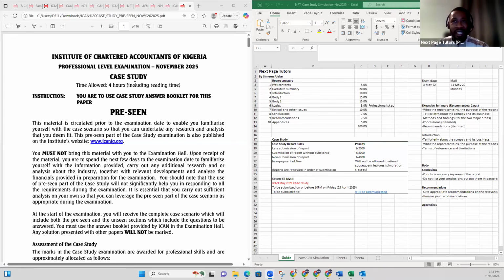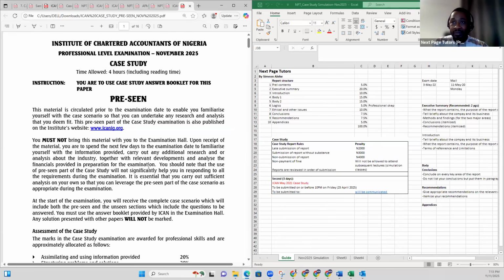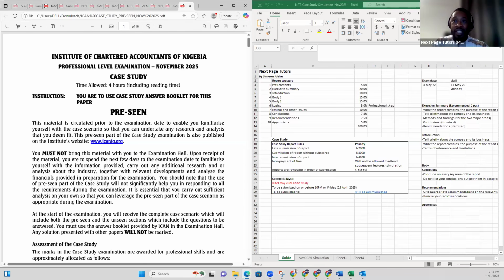Now we have the Preseen, and this will follow the normal structure that we have had before now, where you get the Preseen before the exam, and then you get the unseen during the exam. And you are not expected to bring this to the exam hall. Everything will be presented to you, both the Preseen that you already saw before the exam and the unseen that you are seeing for the first time. Okay? And there are a few things that you are supposed to do. Let me just allow you to read only the first paragraph.